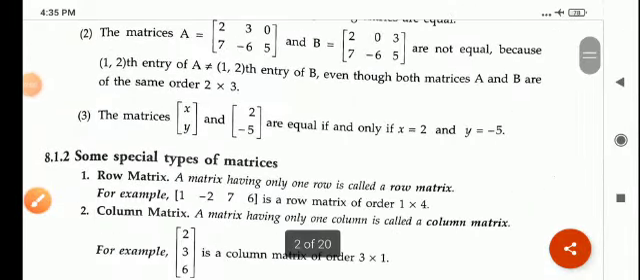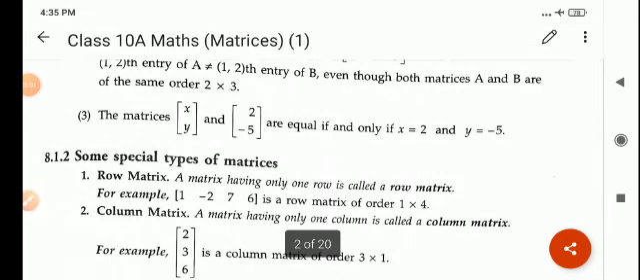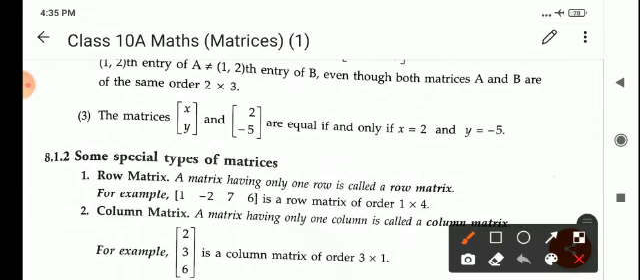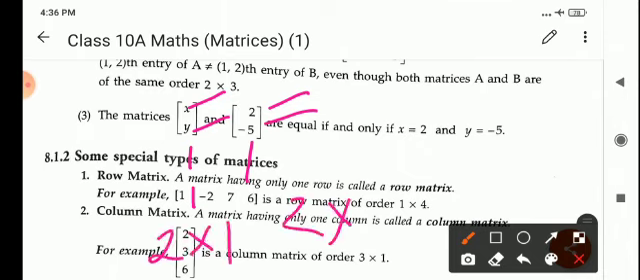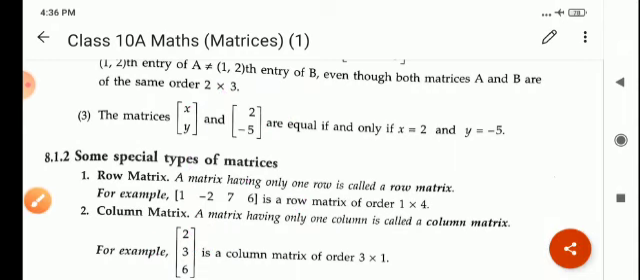Now, the matrices X, Y and 2, minus 5 are equal if and only if X equal to 2 and Y equal to minus 5. It is a first column, it is also first column, it is 2 rows, okay, 2 into 1, 2 into 1. The matrices are equal if and only if X equal to 2 and Y equal to minus 5.